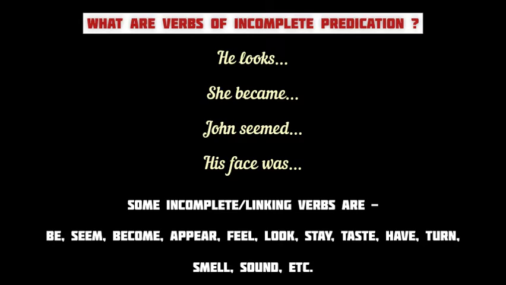You see, none of these sentences makes a complete sense. You want to know, he looks what? She became what? John seemed what? His face was what? In these sentences, the predicate makes an incomplete sense. So the verbs looks, became, seemed and was are called verbs of incomplete predication. Some common verbs of incomplete predication are be, seem, become, appear, feel, look, stay, have, turn, etc.